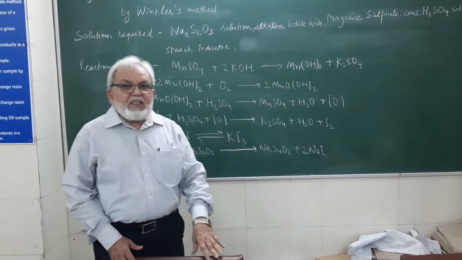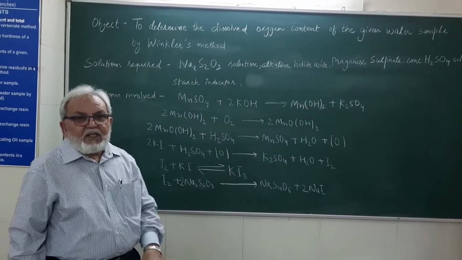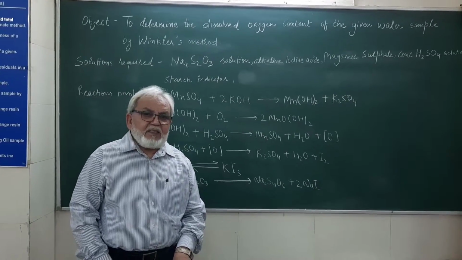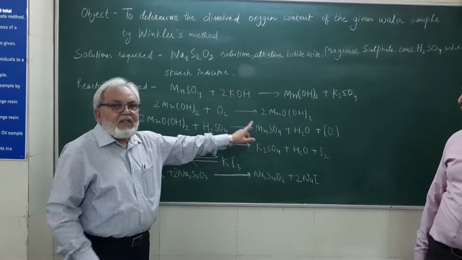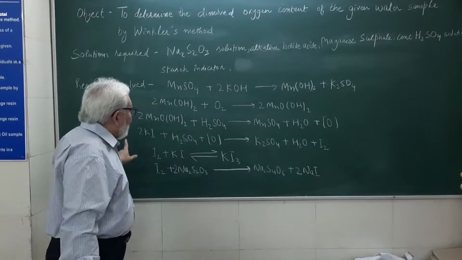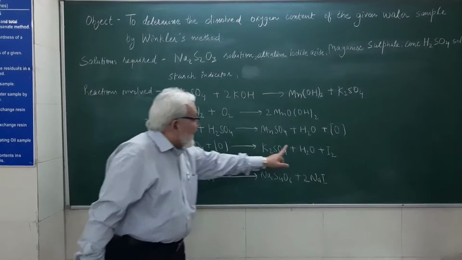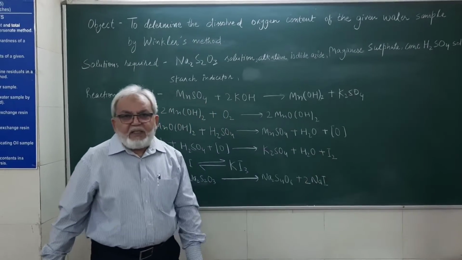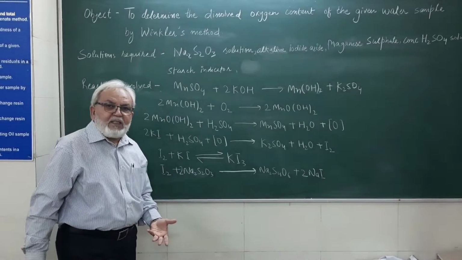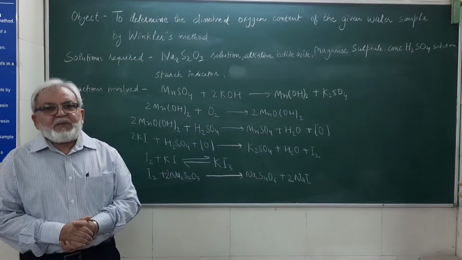So actually this experiment is based on the fact that dissolved oxygen in water is in molecular form, O2 form, which is a non-reactive substance. So this oxygen is to be converted into nascent oxygen, which is highly reactive, and this nascent oxygen replaces an equivalent amount of iodine from potassium iodide. We determine the iodine liberated, and the iodine liberated is equivalent to the amount of dissolved oxygen present in the water. So this actually is the theory of the experiment.